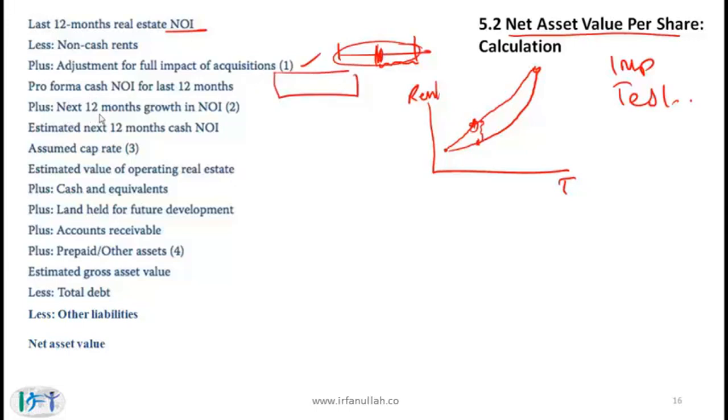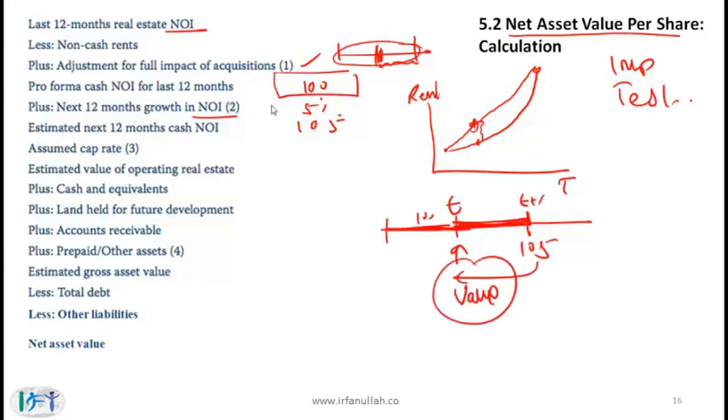Then we compute the next 12 months growth in net operating income and estimate the next 12 months NOI. So if we have come up with a number of 100 over here and we assume that the net operating income is growing by 5%, then the estimated next 12 months net operating income will be 105. And the reason for doing this is very basic. I'm sure you remember this from Level 1. If you want to value an asset at time t, you want the cash flow for the upcoming period. So that's what we've done. We've estimated the next 12 months growth with 5%, come up with the 105, which is the number over here.